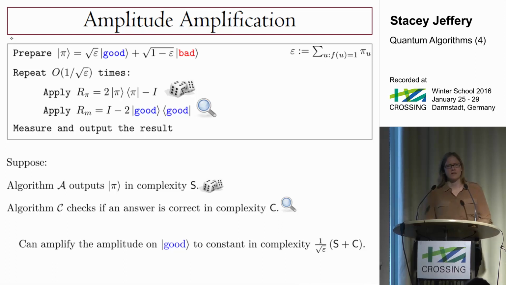So the high-level idea is that we know that classically, if you have an algorithm that succeeds with probability epsilon, and you have some way of checking if it succeeded or not, you can amplify the success probability using 1 over epsilon repetitions of the algorithm. But quantumly, you can do better. You can amplify the success probability using 1 over square root of epsilon repetitions of the algorithm. So this is kind of like a general way of improving a classical algorithm by at most a square root.